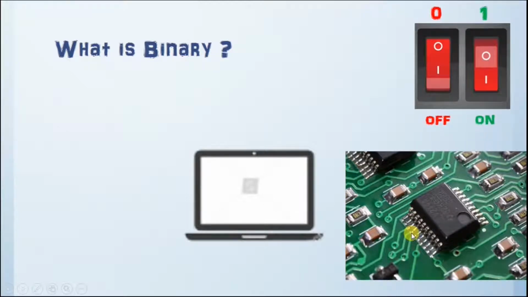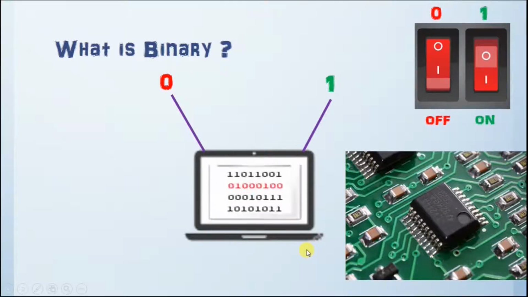Like all other circuits, circuits on the microchip are either on or off, which is represented by the symbols 1 and 0. This is called as binary, and the number system that deals with binary is called as the binary number system. So binary number system deals with numbers that are only in the form of zeros and ones, as you can see on the computer screen.